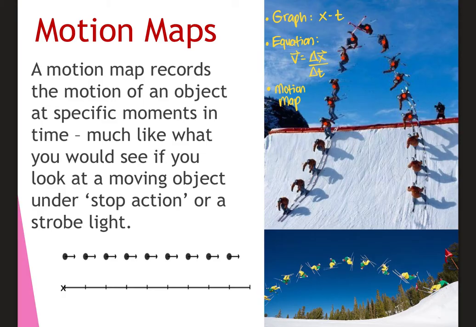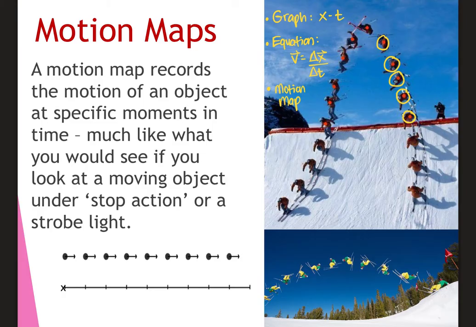I can see, where is the skier at this moment in time? Where is he at this moment in time? At this moment in time? And so on and so on. And I can break the motion down into what is actually happening moment by moment, second by second. We call this kind of diagram a motion map.